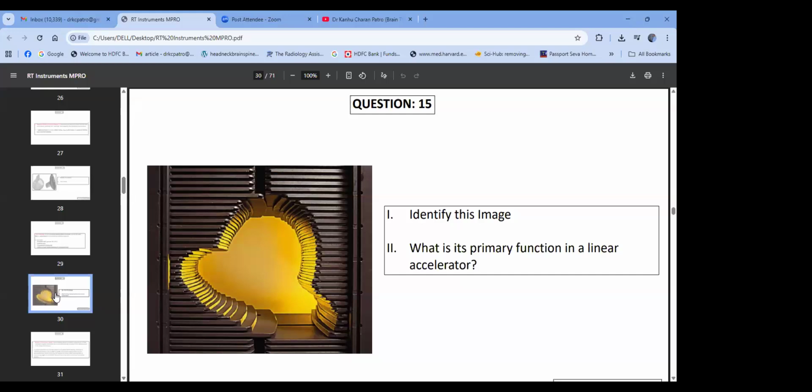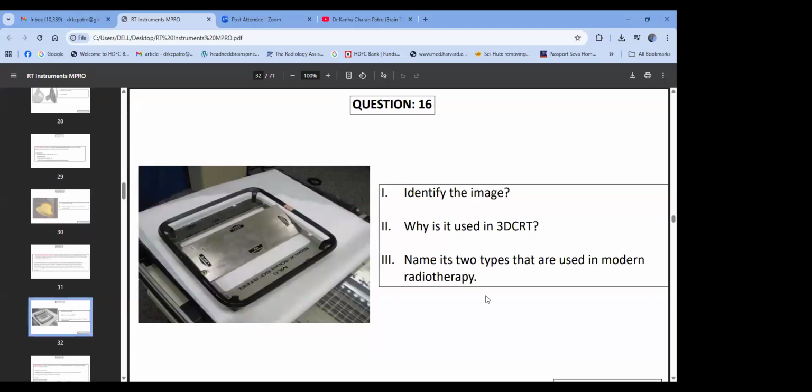Okay, yeah. Just remember this. Multi-leaf collimator is one of the greatest advances of modern radiotherapy. Without this, we couldn't possibly do most of what we are able to do today. Apart from image guidance, the multi-leaf collimator is one of the greatest advances in modern radiotherapy. Yes, okay, sir.